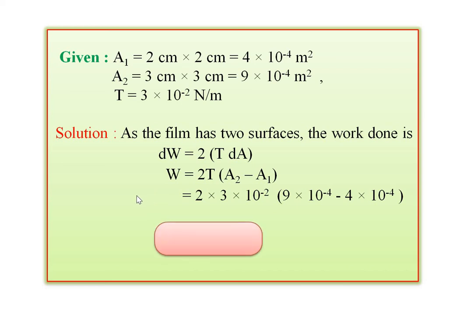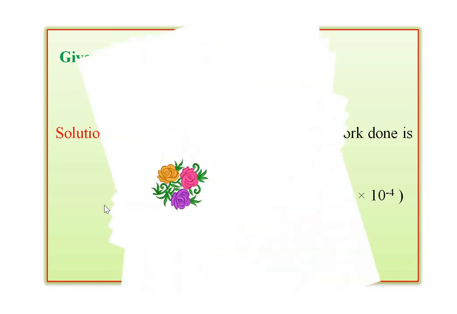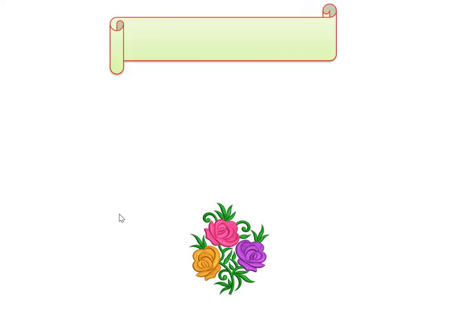W is equal to 3 into 10 raised to minus 5 joule. This one is again a 2 marks example. So let's see today's highlight points of the lecture.